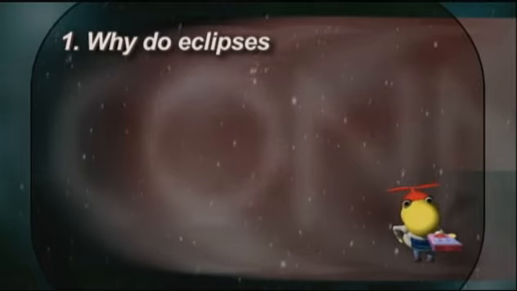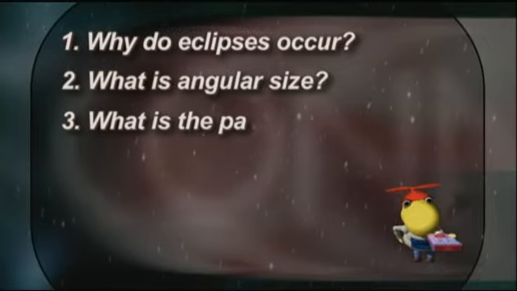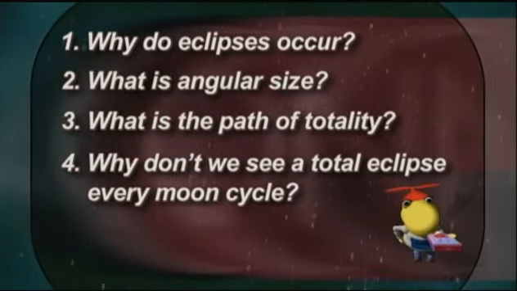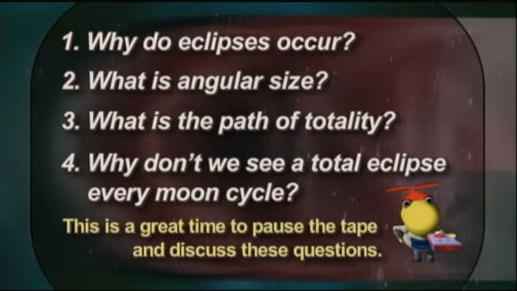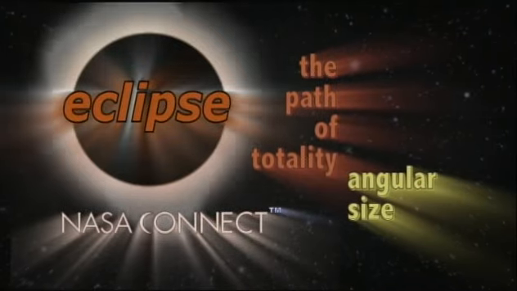Why do eclipses occur? What is angular size? What is the path of totality? Why don't we see a total eclipse every moon cycle? This is a great time to pause the tape and discuss these questions.